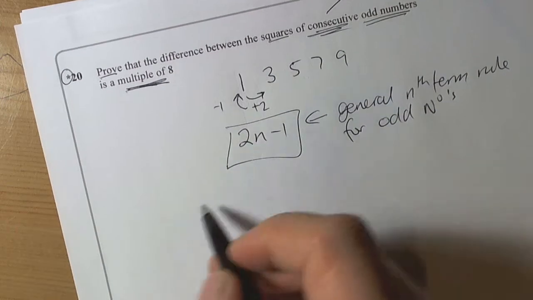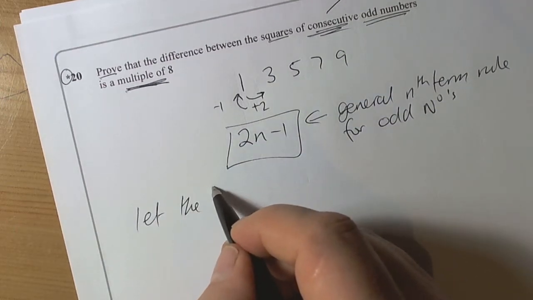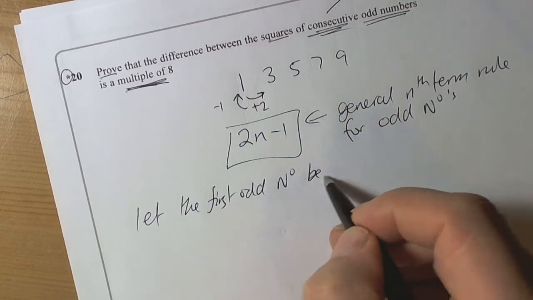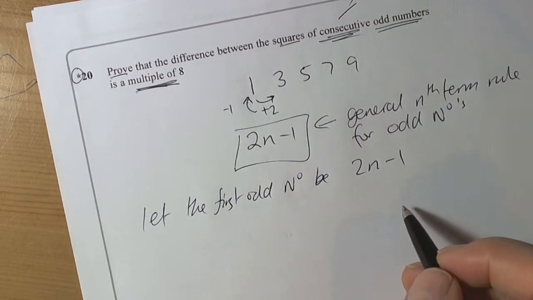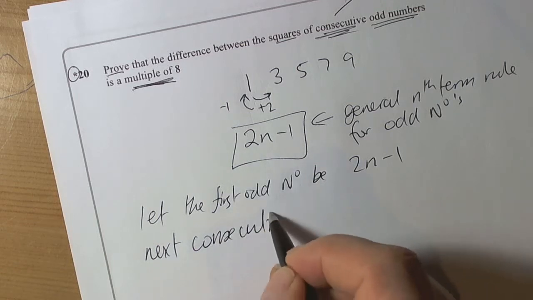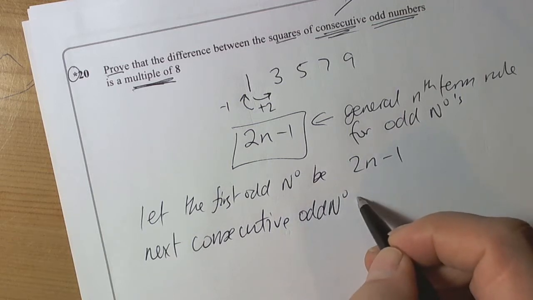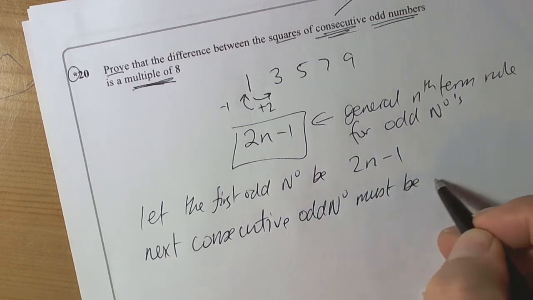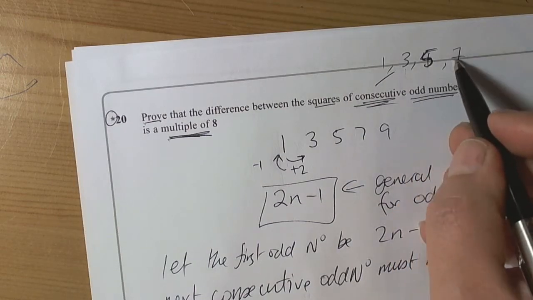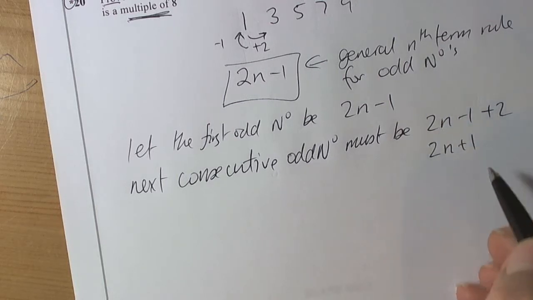So I'm going to define, let the first odd number be 2n minus 1, then the next consecutive, again we're explaining what's going on, so the next consecutive odd number must be 2n minus 1 plus 2. For the next consecutive number, we add 2 to get the next odd number. So when we simplify that, we get 2n plus 1.